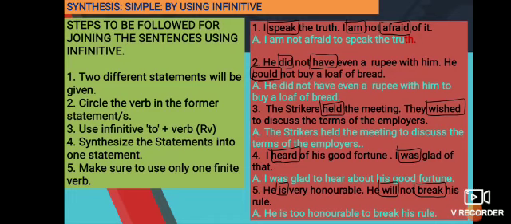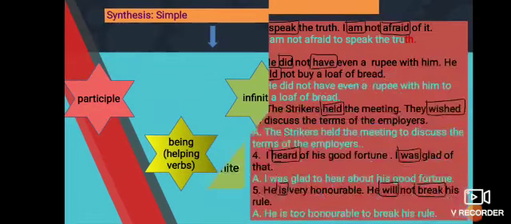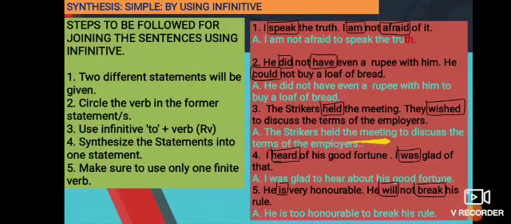Number 3: The strikers held a meeting. They wished to discuss the terms of employers. So it is held, the first finite verb, then wished. So it becomes the strikers held the meeting. They wished. Now they is used for the strikers, so I'll cut it. Now wished, you have to put to, so the verb comes to the first form. Now it is: The strikers held the meeting to discuss the terms of the employers.